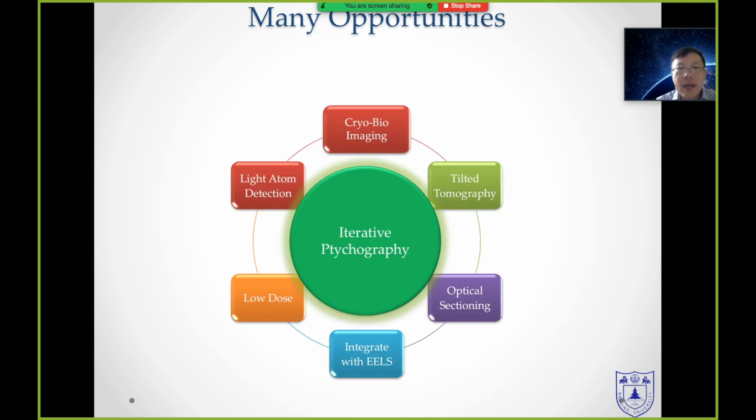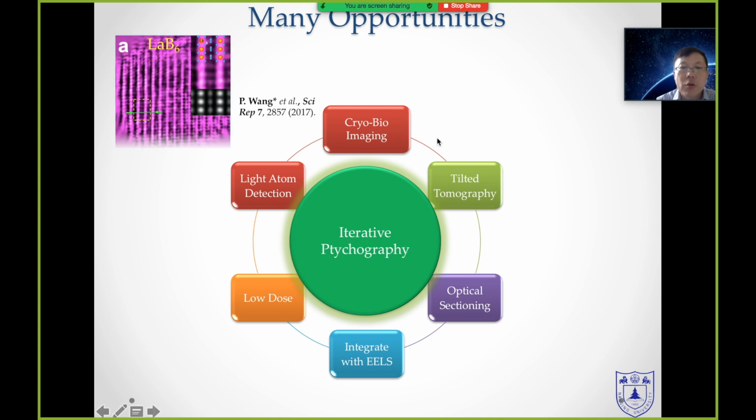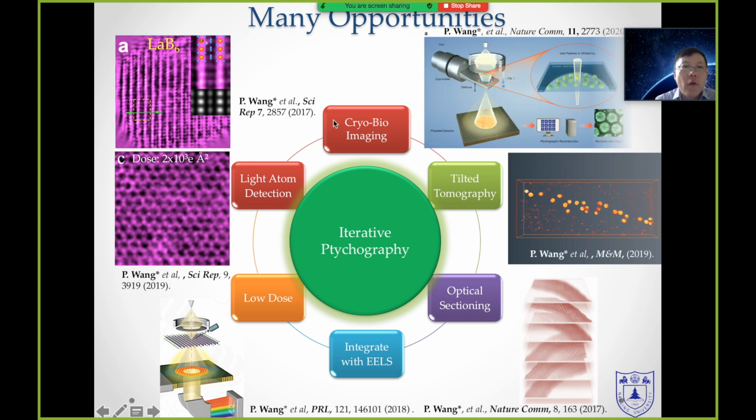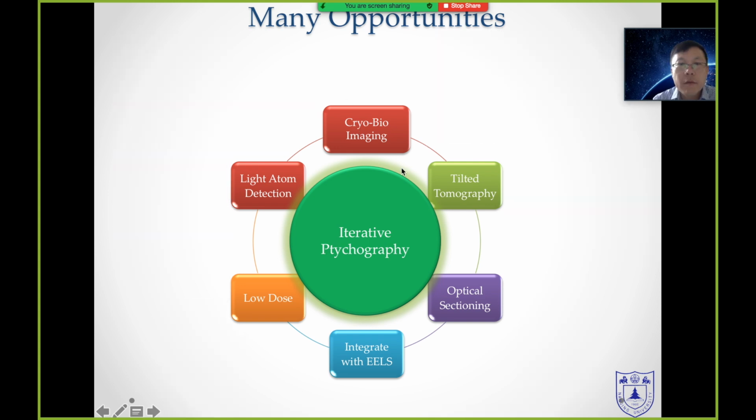I think it is really an exciting time for electron ptychography as it has shown many advantages. For example, light atom detection, low dose imaging with high yields, optical sectioning, and tomography, which were demonstrated in material science, and now cryo-bioimaging for structural biology as presented here. Therefore, we believe there are many opportunities for electron ptychography in both material science and biology research areas.